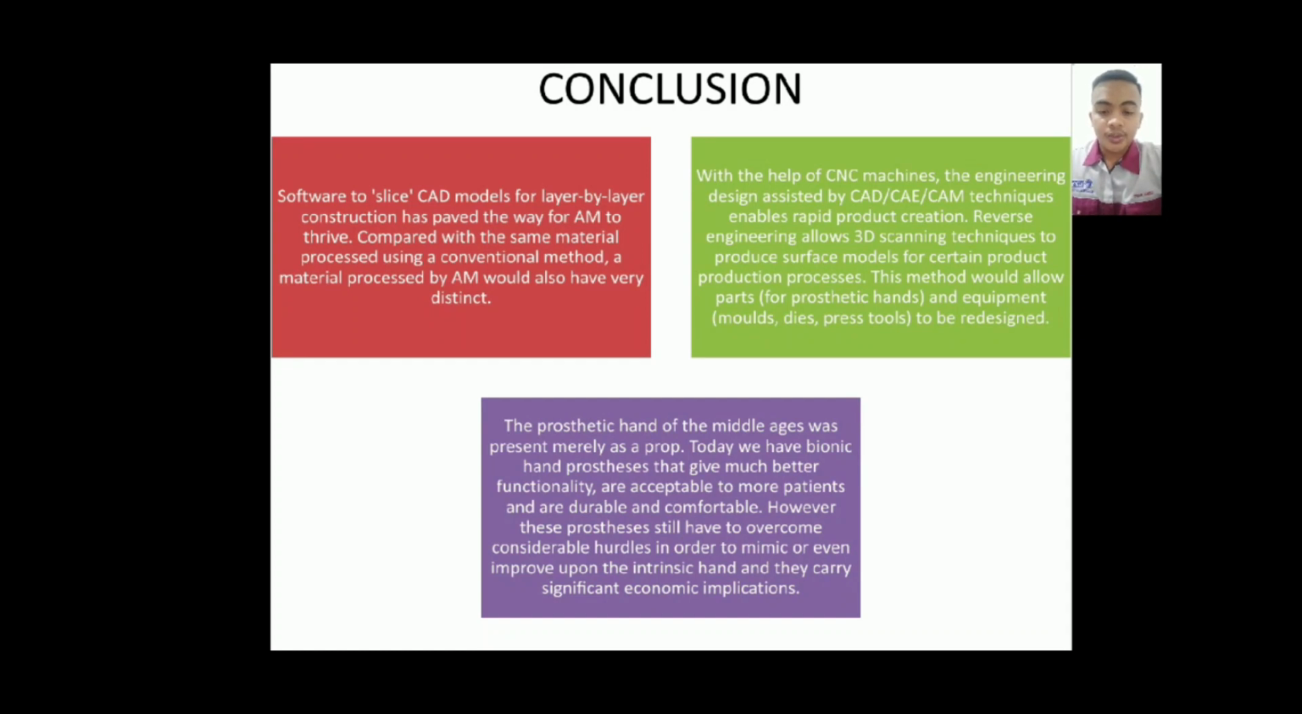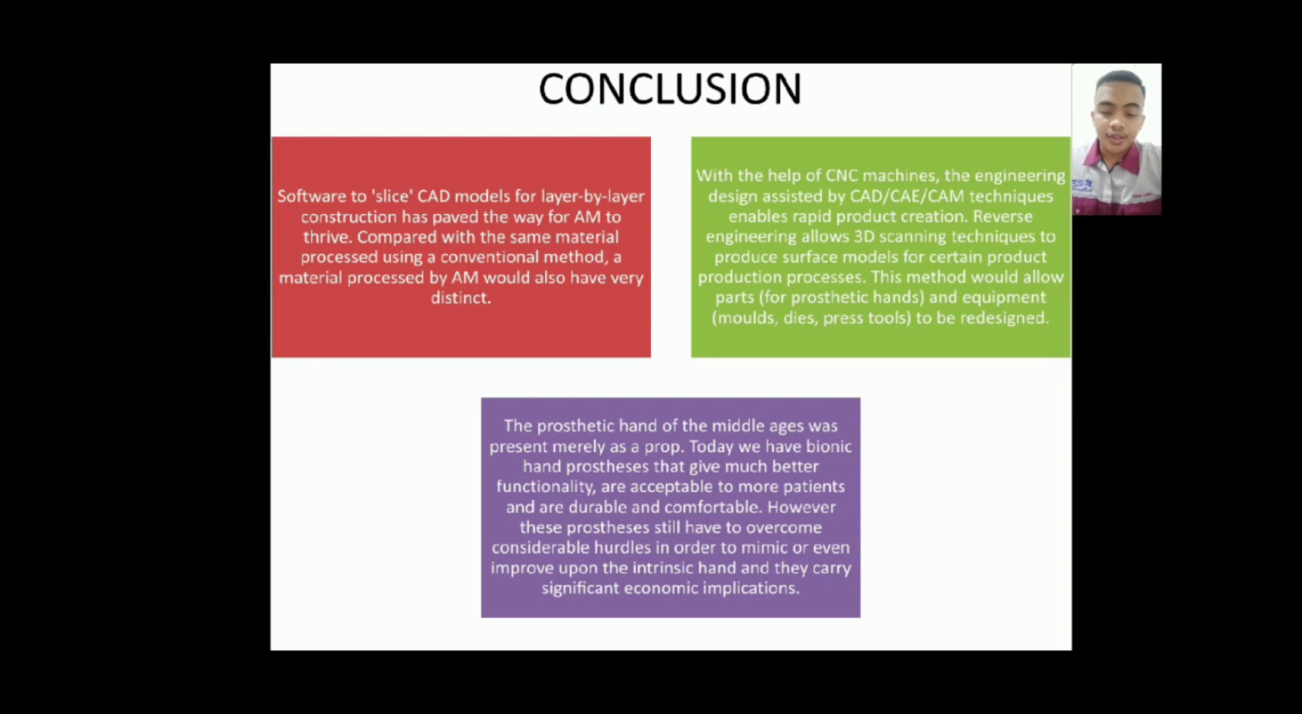In conclusion, software to slice CAD models for layer by layer construction has paved the way for AM, additive manufacturing, to thrive compared with the same material process using a conventional method. Material processes by AM will also be very distinct. With the help of CNC machines, engineering design assisted by CAD, CAE, CAM techniques enables rapid product creation. Reverse engineering allows 3D scanning techniques to produce surface models for certain production processes. This method will allow parts for the prosthetic hand and equipment such as die press tools to be redesigned.